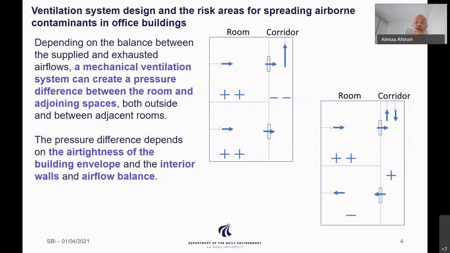You can see here that we have two office rooms and one corridor. We have a plus in one figure, and we have a minus here. It means that the air direction is from the room to the corridor. And the other figure shows a plus, two plus, and one plus and minus. It means that the air from one office can go to the corridor and from the corridor to the next office room.